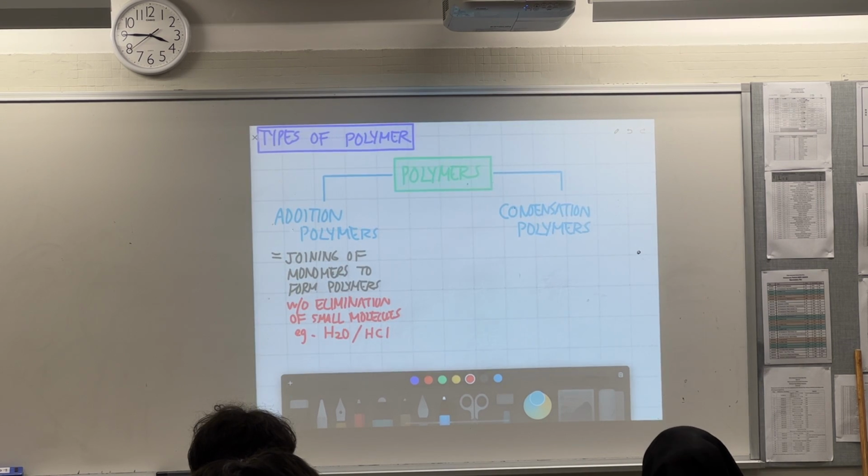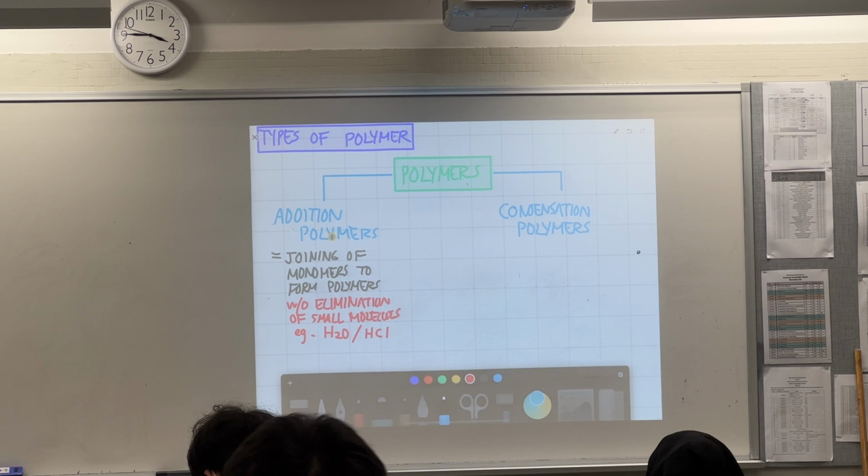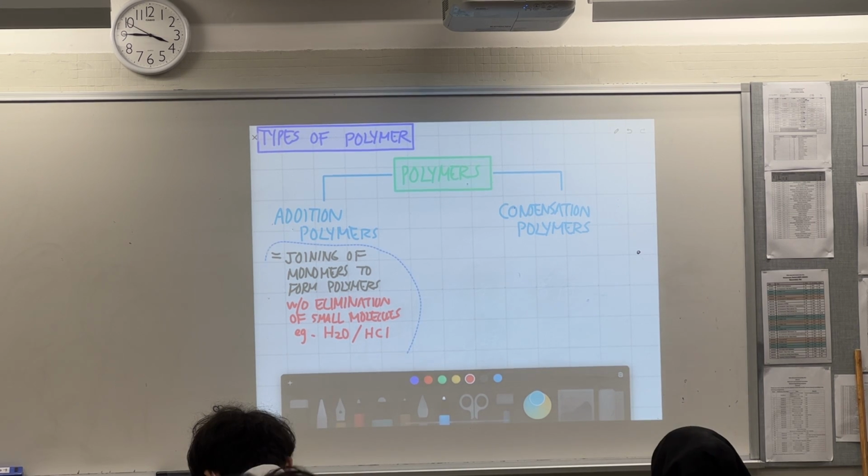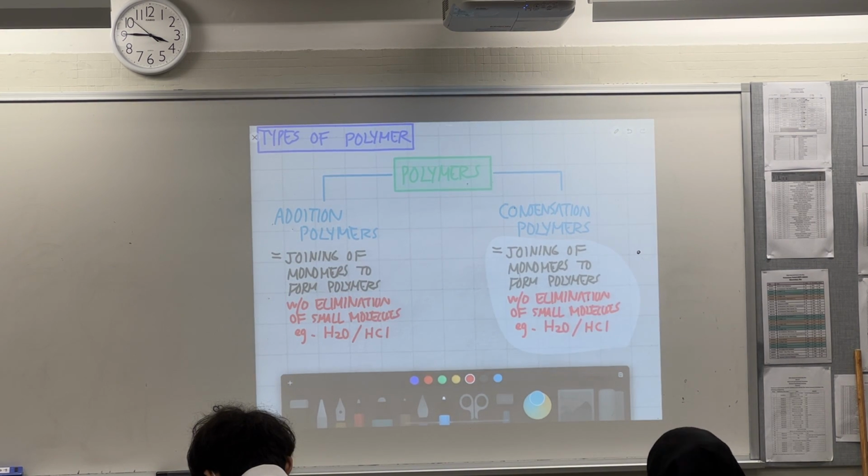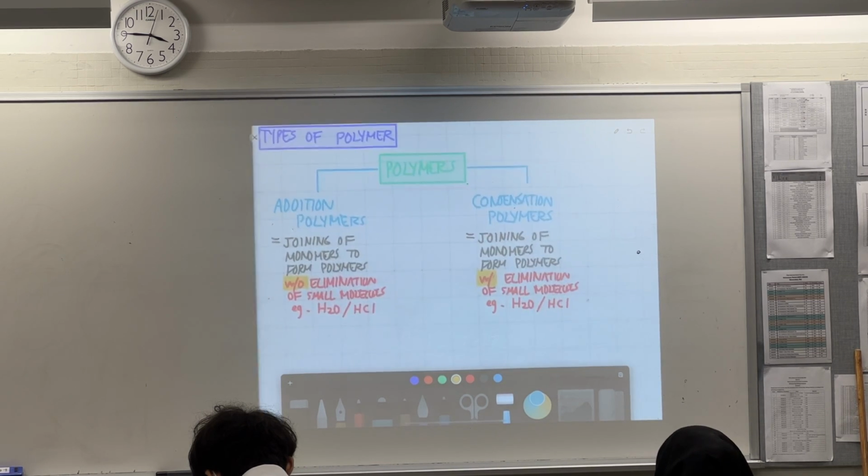So condensation polymer will be the other type. So you know it's not black. If it's not black, then it will be white. So in chemistry, if it is not addition polymer, it will be condensation polymer. Okay, the class of polymer. So we can copy this definition on the side and change this word to with. So you see, one has no elimination of small molecule. One has. That's what condensation means.